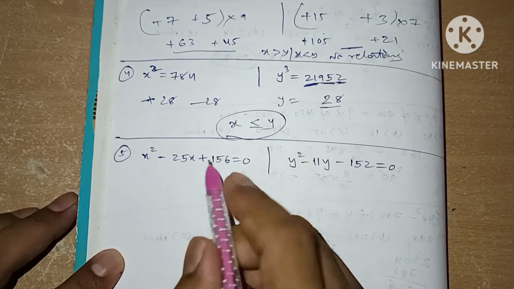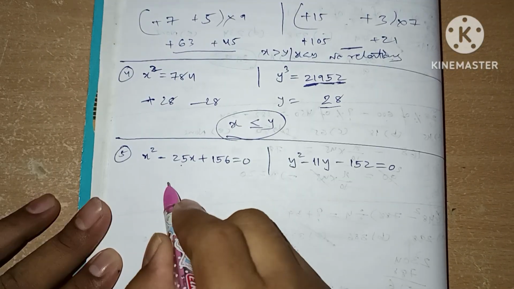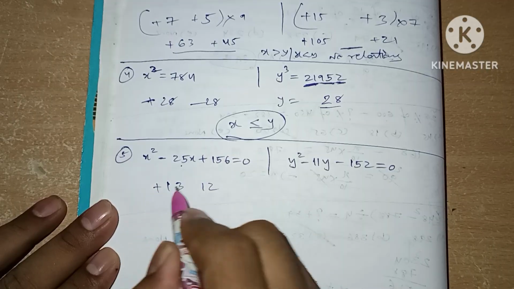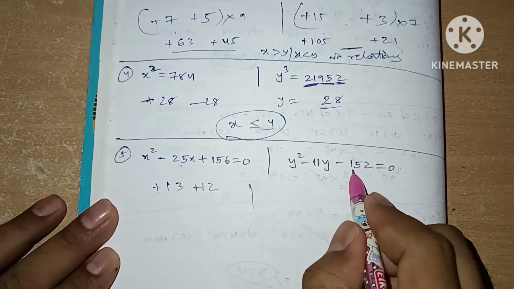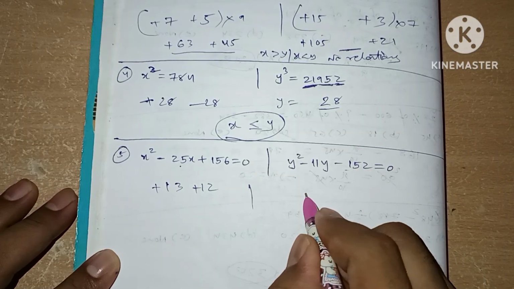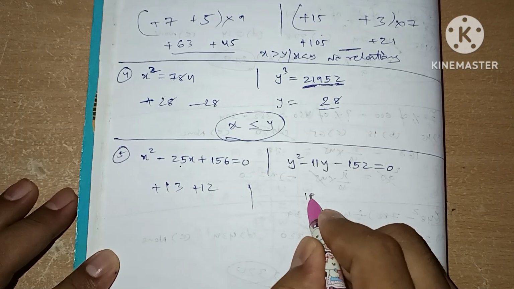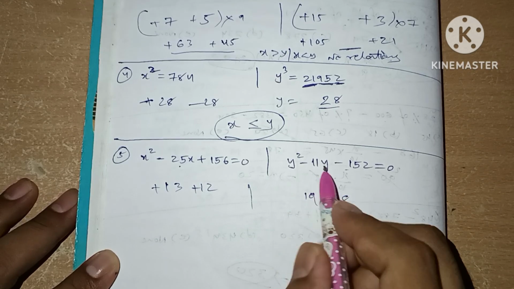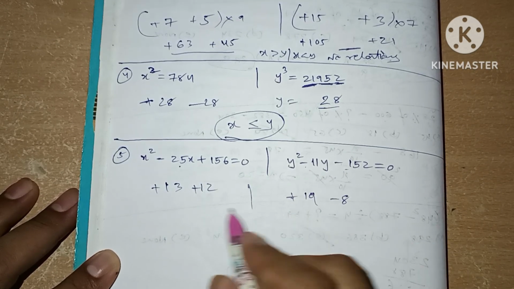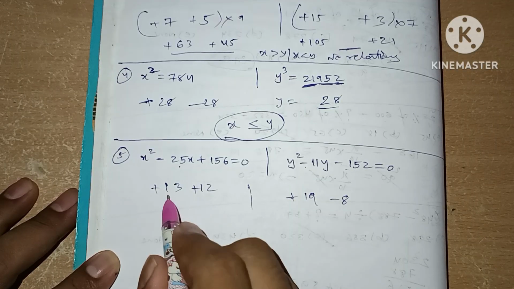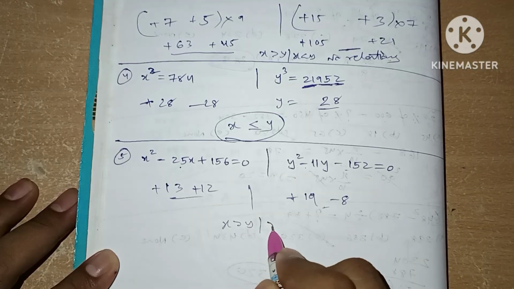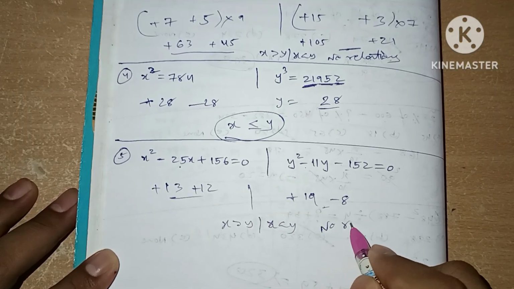Okay, next, here 156, we need to get 25 means this is 13 12 times. Minus and plus means both the roots are positive. Here minus 152, 152. 19 8 times, 19 8 times is 152. Minus and minus means positive and negative are the roots. Now by comparing these two, it is clear that these two numbers come in between these two. So x greater than y and x lesser than y come here. There is no relation between these two equations.